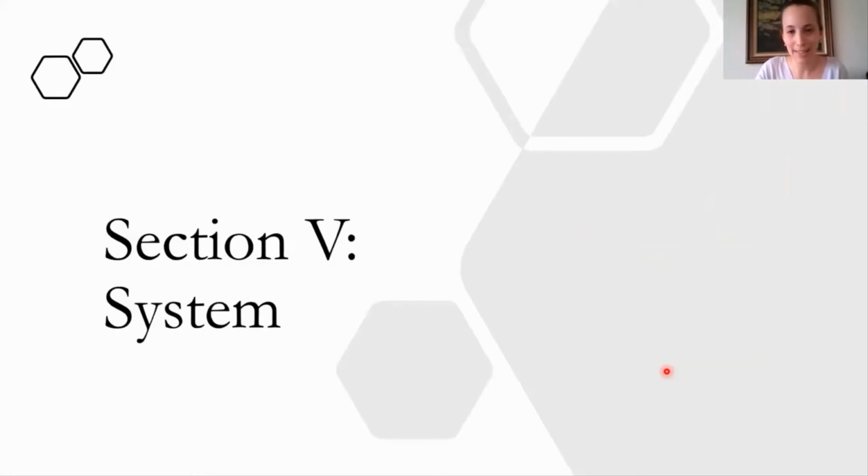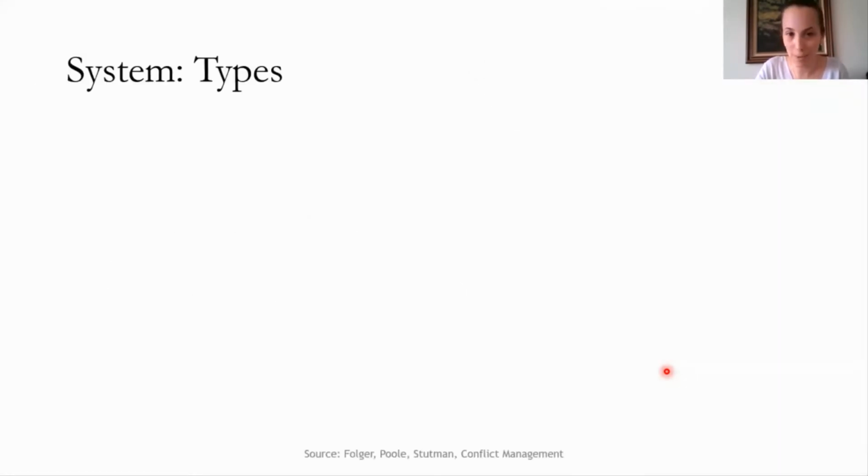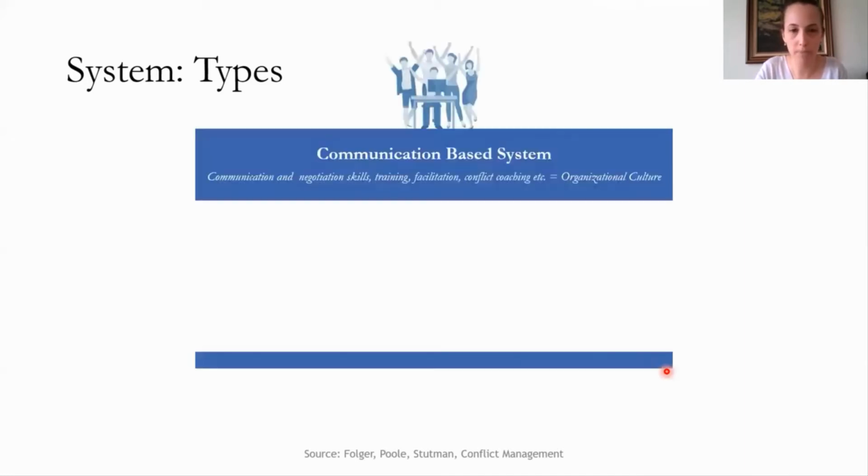We will create a system. What type of system? There are basically 4 types of conflict management systems. I will talk about all of them one by one.